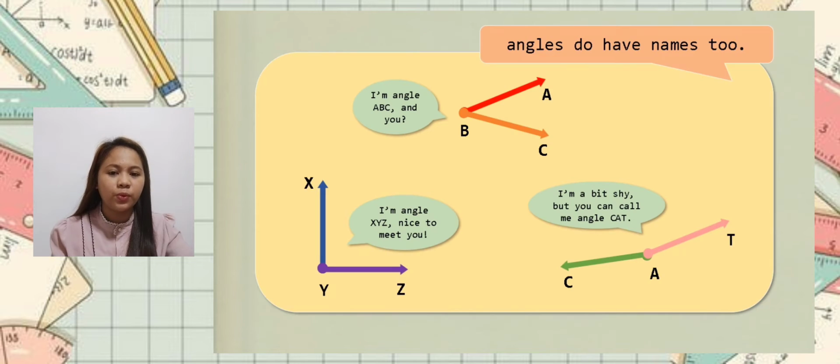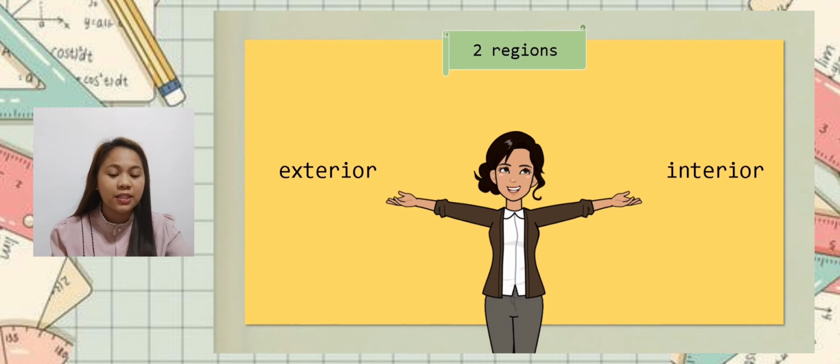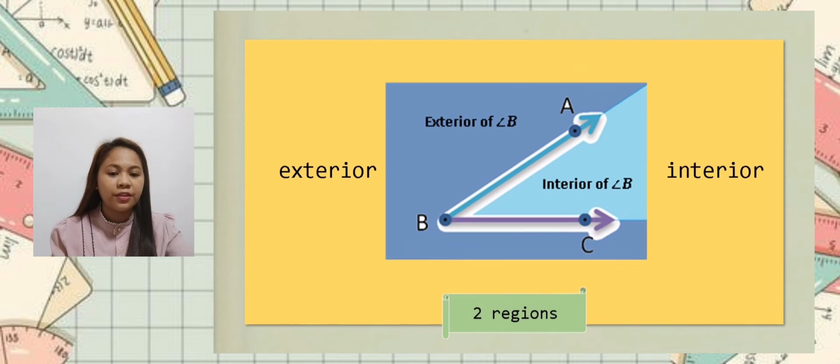Angles have names too. We have angle ABC, angle XYZ, and angle CAT. In mathematics, we use this symbol. And also, angles have two regions. These are the interior and the exterior regions. As you can see, the outside is the exterior and the inside is the interior.